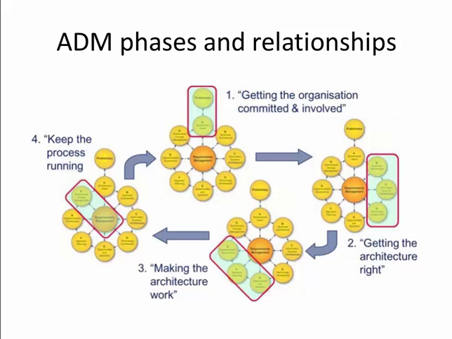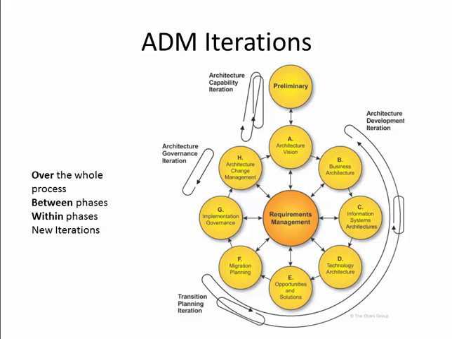This is a very, very high-level view of how things relate to each other. So you are getting the organization committed and involved, and then you're getting the architecture right in the various phases, and then you're making the architecture work and looking at how it best fits, and then you keep the process running and see that everything that happens, any changes to the architecture, are done in a managed and cohesive manner.